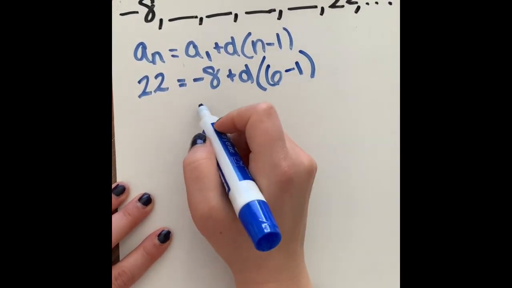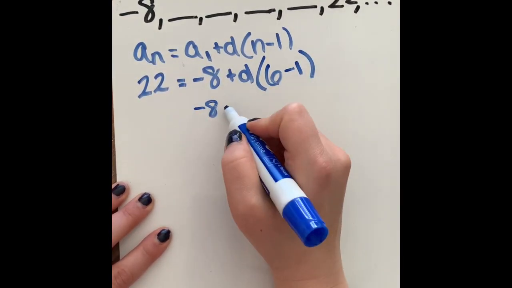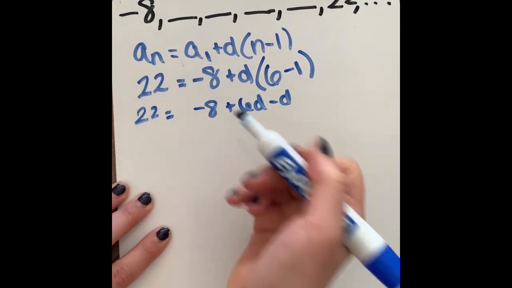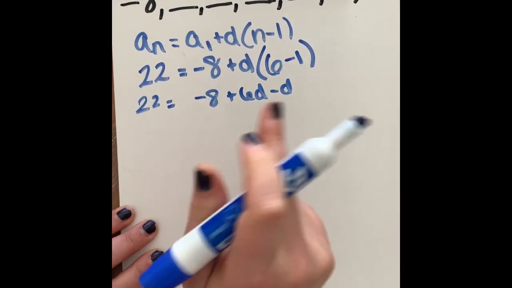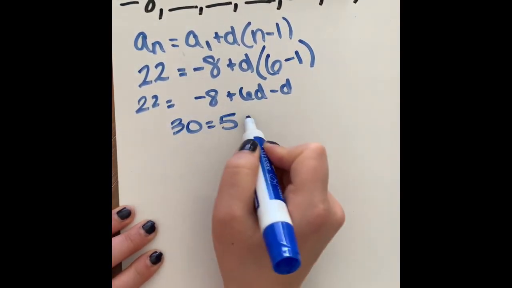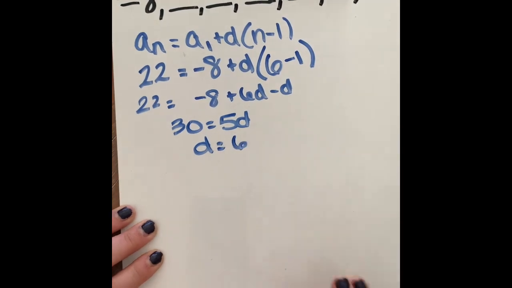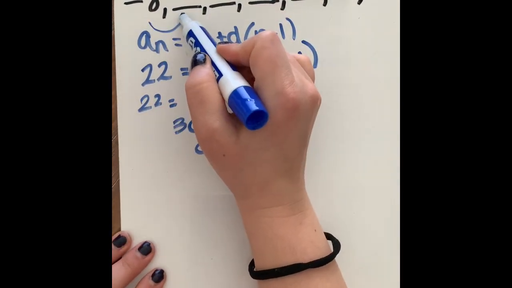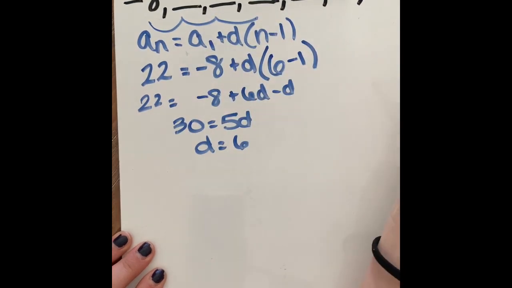You know that you're obviously distributing. We've got -8 plus 6d minus d, and that's equal to 22. So when you perform these operations, we're adding the 8, combining our like terms. We have 30 is equal to 5d, and d is equal to 6. So the common difference there is 6. So that means you're going to be adding 6 each time to get to the next number.